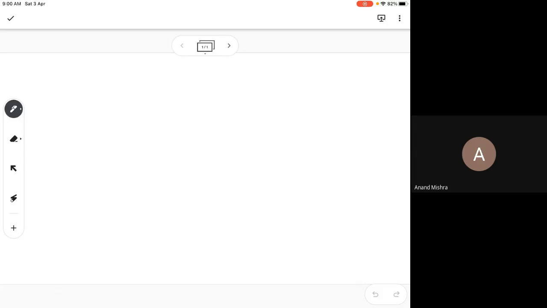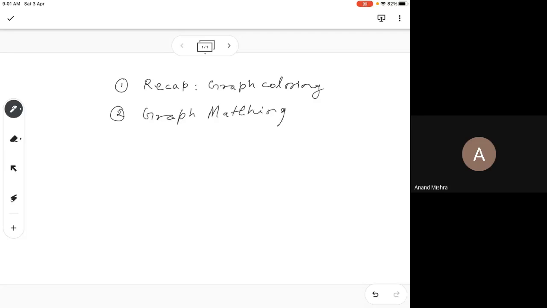So let's get started. So today basically what we are going to see, just the index. We will recap our discussion on graph coloring, and then we will see graph matching and covers.